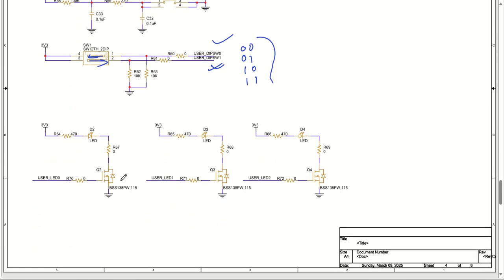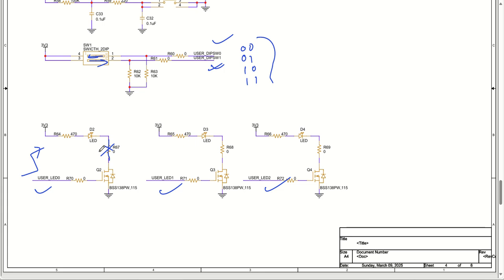Then we have LEDs. So user LED 0, user LED 1, 2, they all are driving a MOSFET to switch on and switch off the LEDs. As my microcontroller signal goes high, this particular MOSFET will switch on, and this is how my LED starts glowing. If you want, you can remove this 0 ohm resistor and directly short it, so that you can reduce one resistor. So that is more than enough.